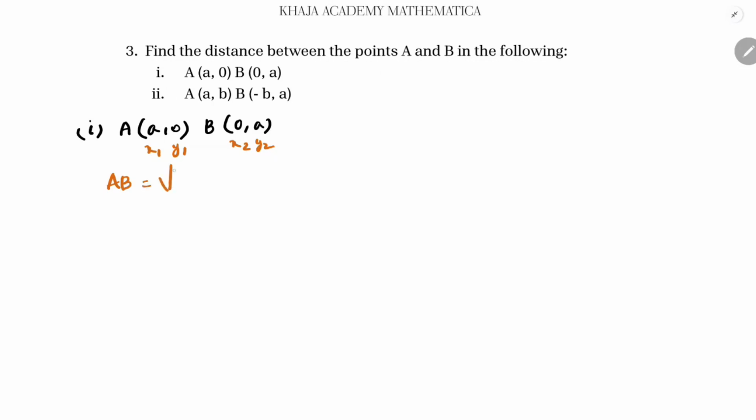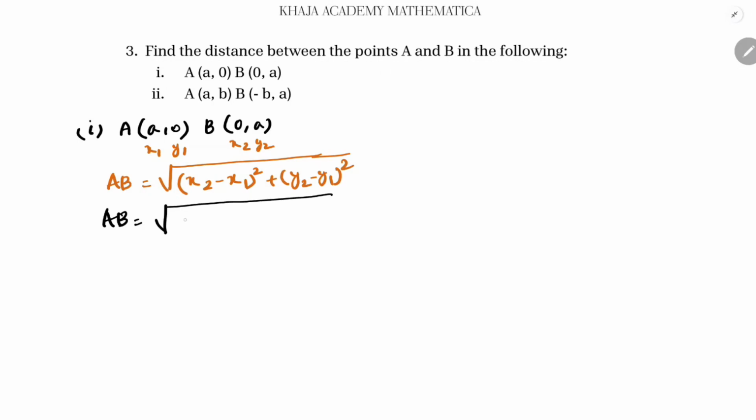So the AB distance formula is under root (x2 minus x1) whole square plus (y2 minus y1) whole square. Now if I substitute the values, AB distance: x2 is 0 minus x1 is A whole square, y2 is A, y1 is 0. So here you'll get 0 minus A is minus A square, A minus 0 is A square.